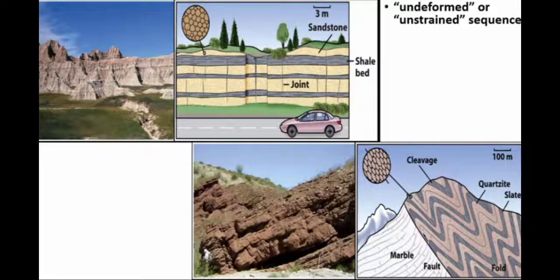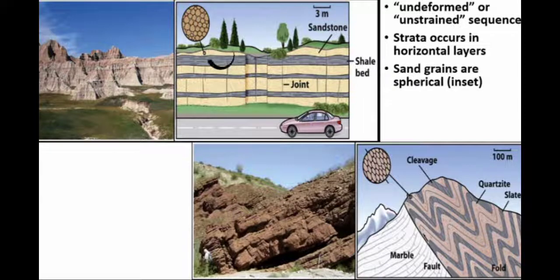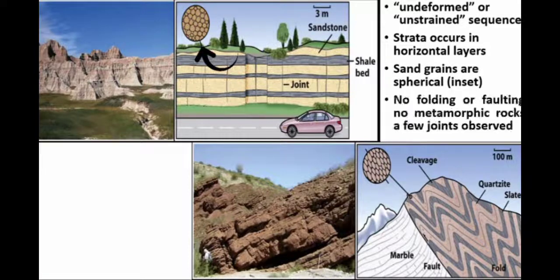So the first picture, we can say that this is undeformed or unstrained because, as you can see, the lines are organized, right? We can say that the strata occurs in horizontal layers. The sand grains are spherical. You can see that in the circle here. And there's no faulting. There's also no metamorphic rocks, but there's a few joints observed.